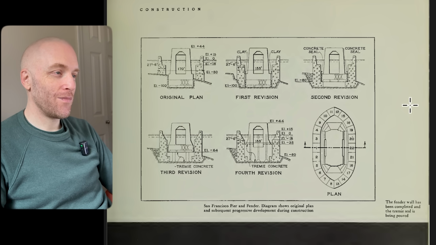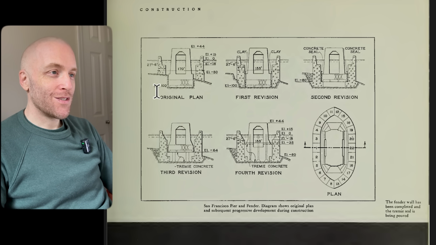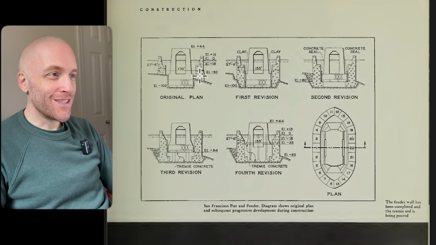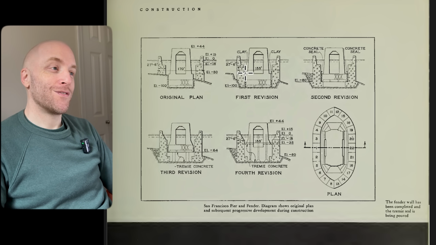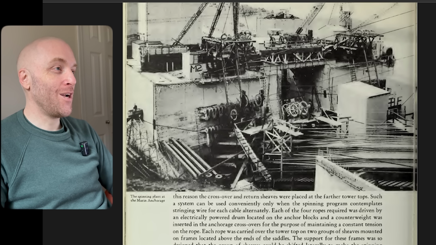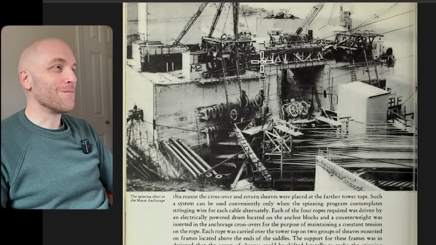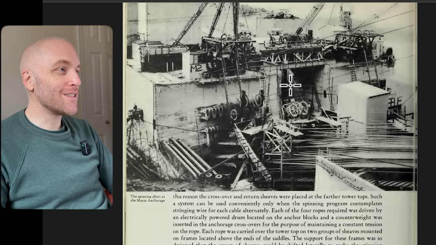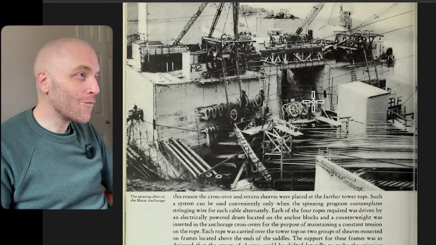So the original plan with the fender on the outside and a space full of water. You know, the first revision, second revision. There we go, look at the Anchorage. This is how messy it actually is. I simplified it, but you can see the counterweights. You can't see that here. You can see one way down there.